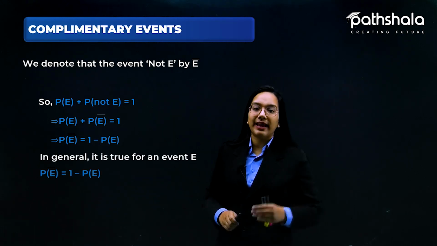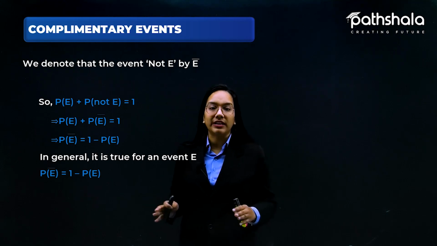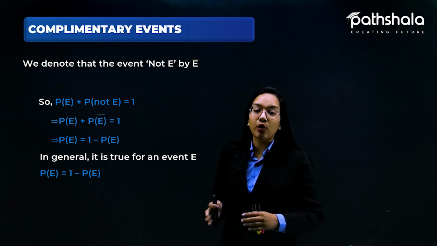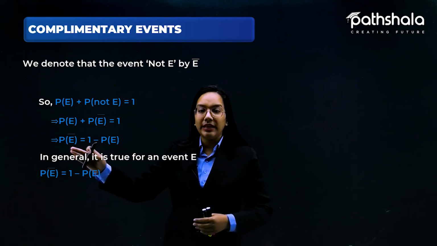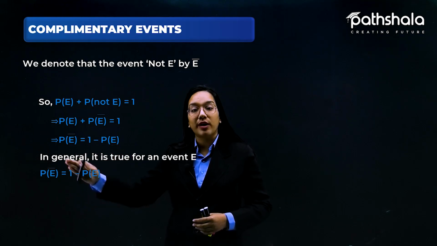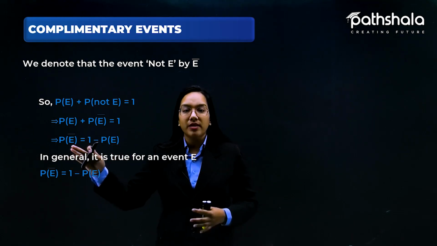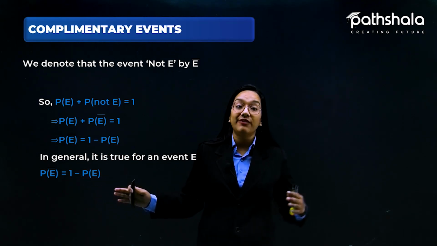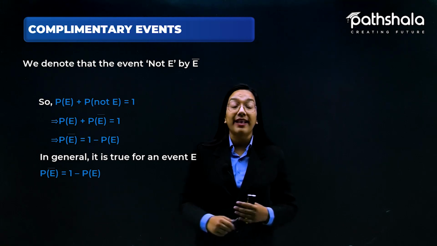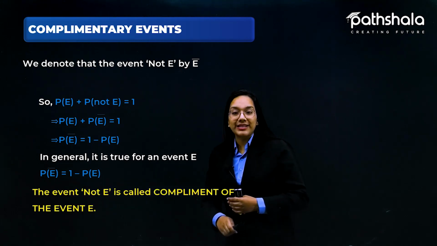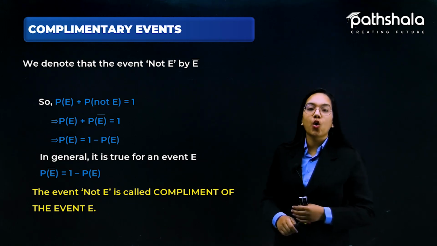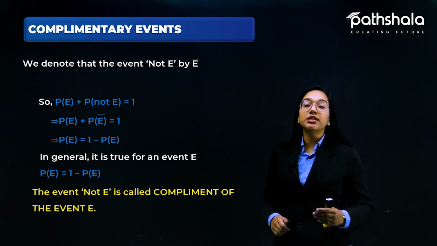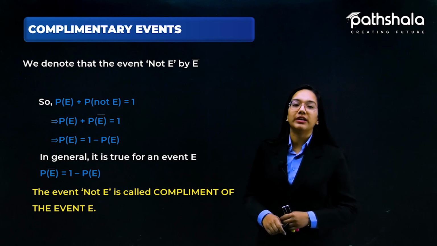And thus at the end, in general, it is true for any event E. We can say that probability of E bar is equal to 1 minus probability of E, which is in general true for any event. And thus from this particular relation we can say that the event not E, that is E bar, is called the complement of the event E.